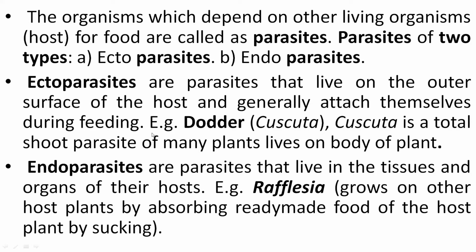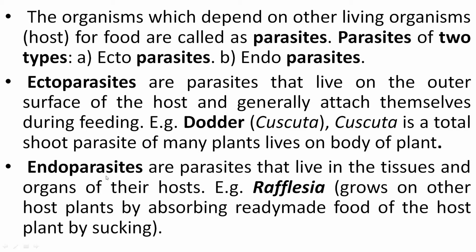Okay, so for example, in the case of plants, as we are doing plant nutrition, it is dodder. Cuscuta is a total shoot parasite of many plants and lives on the body of the plant. I will show the picture. In the case of animals, I can give the example of the lice which live on the head of humans. They live on the surface of the head and obtain nutrition from human head cells. So similarly, endoparasites.